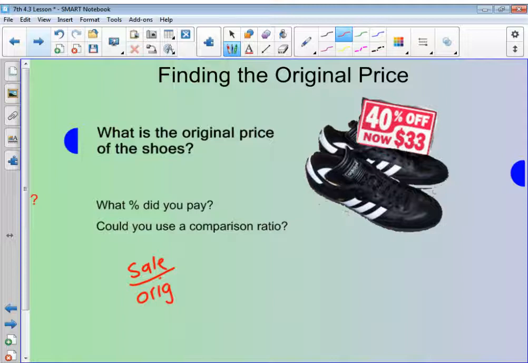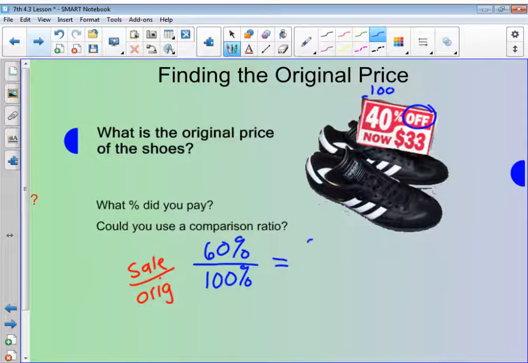So here, my sale price, if I'm working my percentages, I have 40% off. Percent off means I subtracted 40. So 100 minus 40 says that I'm going to pay 60%, over my original percent, which is 100. Then it does tell us that now they're $33. So that's how much I'm going to sell them for, or the sale price is $33. Cross multiply, divide. So 33 times 100, which would give me 3,300, divided by 60.